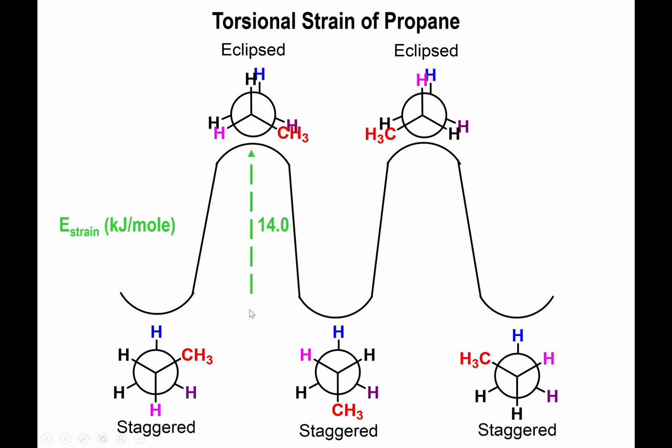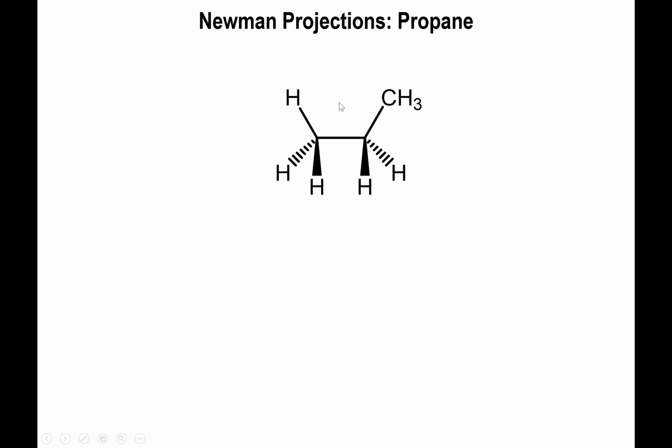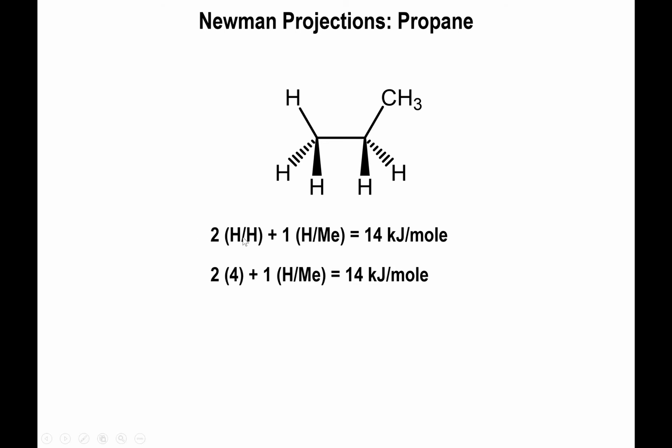Now, the actual energy difference of this molecule experimentally is known to be roughly 14 kilojoules per mole. And notice what happens here in the eclipse conformation. What we have now is hydrogen on hydrogen, another hydrogen on hydrogen, but now we have a methyl on hydrogen. So this must equate to 14 kilojoules per mole, two hydrogen-hydrogen interactions and one hydrogen-methyl interaction. From the ethane molecule example, we already know that the hydrogen-hydrogen interaction is worth 4 kilojoules per mole. So if we plug that in, we're going to get 8 plus the hydrogen-methyl interaction being equal to 14 kilojoules per mole. And then we simply subtract 8 from both sides, we find out that the hydrogen-methyl interaction is worth roughly 6 kilojoules per mole.